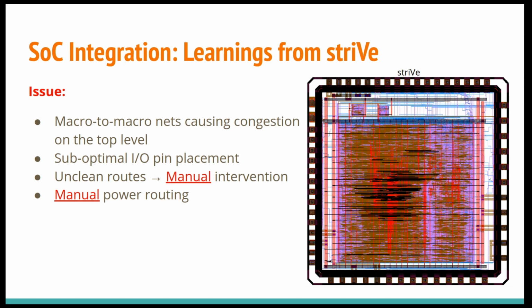So when analyzed, these unclean routes had two root causes. First one is the many macro to macro nets on the top level, which were causing congestion, which can be already clearly seen in various areas of the chip. Another main reason is the suboptimal placement of the I/O pins on each of the macros. Because remember, each of these macros were hardened independently from the rest and without knowledge about where they're going to be placed next in a bigger design. Another issue was that the power routes had to be done manually by hand for lack of a tool that could do chip level power routing.